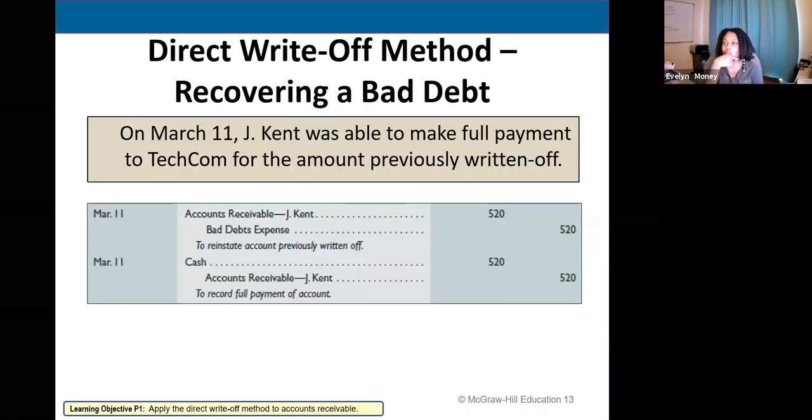Now, what if we've written off the customer's account? Usually we'll write off the customer's account. We don't send them a note that says we've written off your account. We just do it so that we're not wasting money trying to collect on something that we don't believe we're going to be able to collect on.